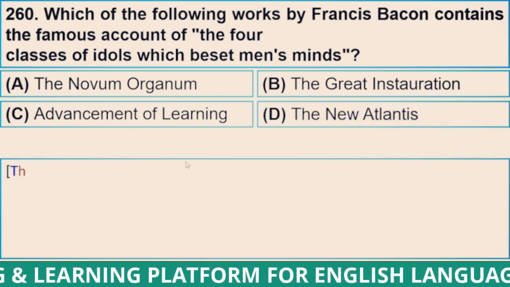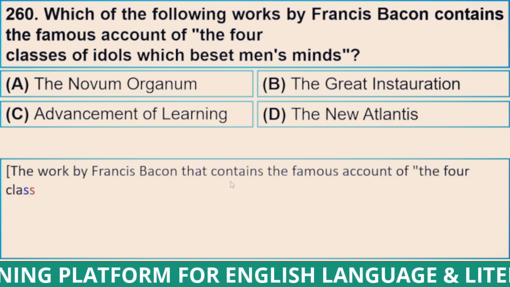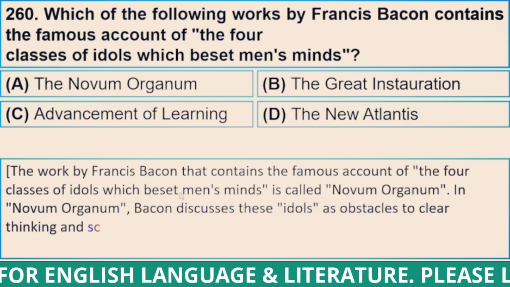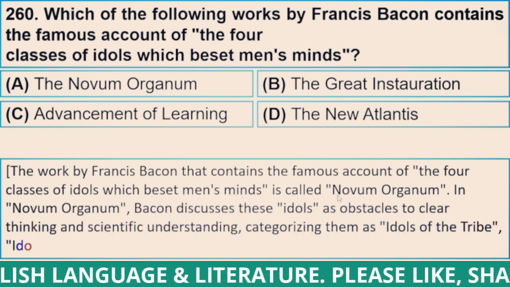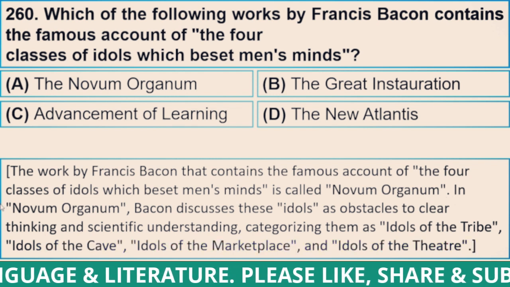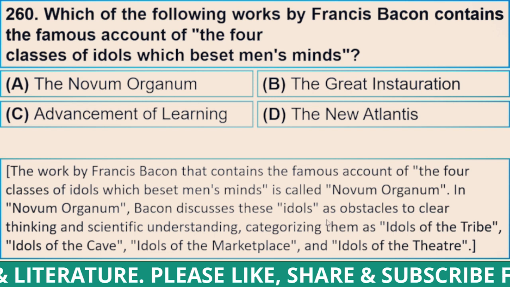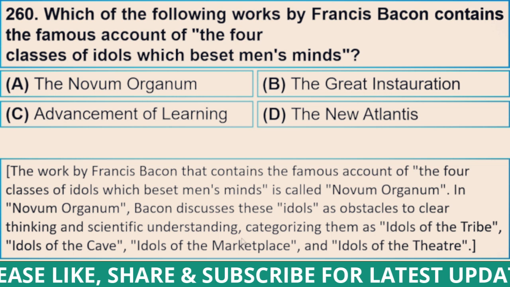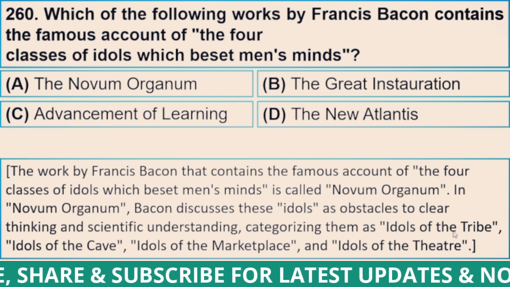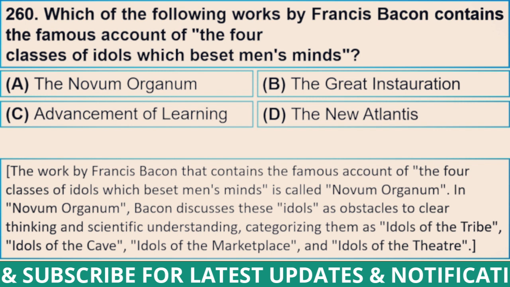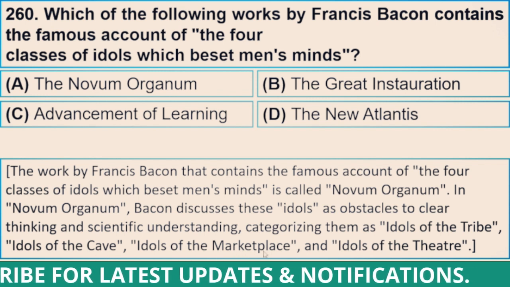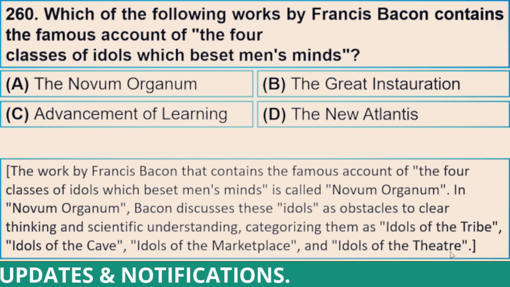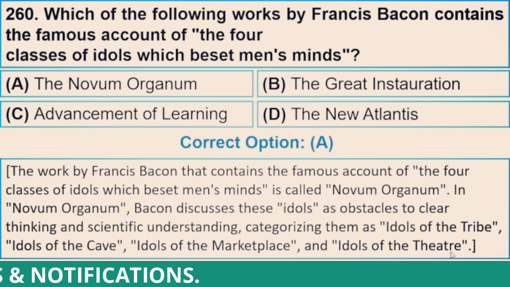Let me explain it. The work by Francis Bacon that contains the famous account of the four classes of idols which beset men's minds is called Novum Organum. In Novum Organum, Bacon discusses these idols as obstacles to clear thinking and scientific understanding, categorizing them as idols of the tribe, idols of the cave, idols of the marketplace, and idols of the theater. So, your correct option will be A. A option is correct here.